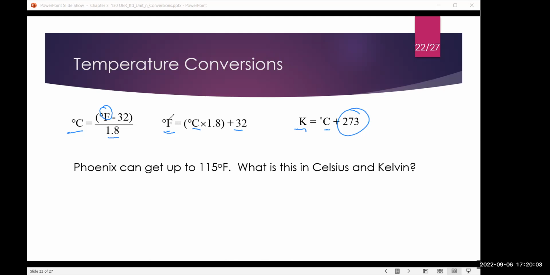So like I said, I cannot go directly to Kelvin. I have to go through Celsius first, then I can go to Kelvin from there. Okay. So with that in mind, you might try this. Temperature in Phoenix can get up to 115 Fahrenheit. Plug those numbers in, and you should get 46 Celsius and 319 Kelvin. So give that a shot, so you can come up with those answers.